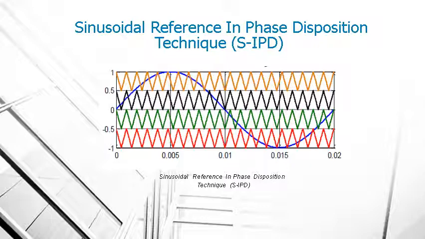Sinusoidal reference in phase disposition technique, SIPD. This figure illustrates the sinusoidal reference in phase disposition technique. The carriers in this technique are in phase and they have the same frequency and amplitude, but they are different in the DC offset to occupy contiguous bands. It is based on a comparison of a sinusoidal reference waveform with vertically shifted carrier waveforms as shown in the figure.